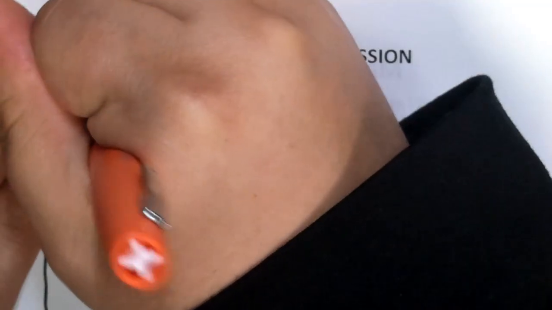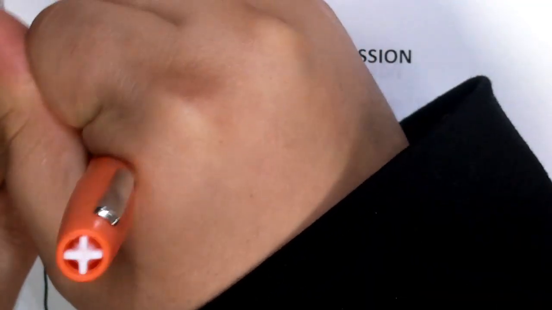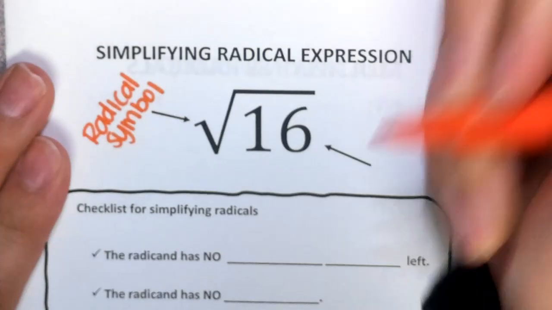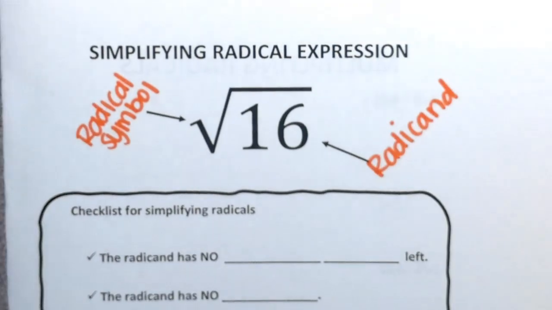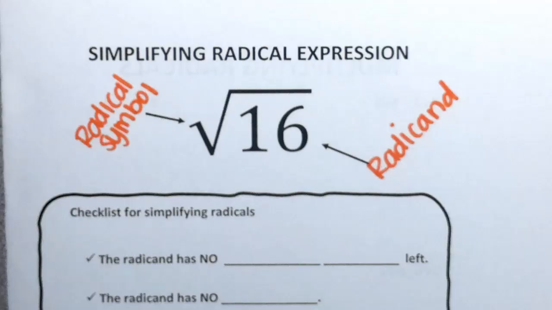So right here we have the radical symbol. And right here we have the radicand. Now, the radical symbol, square root. What does that mean? If I square root something, what am I doing? I'm breaking it apart, but specifically, you're trying to figure out what number it multiplies by itself with, right?